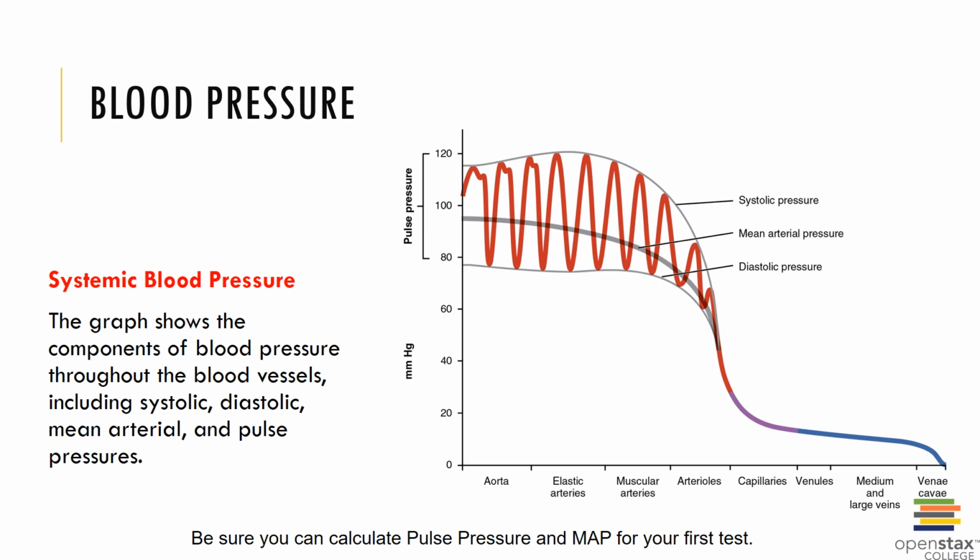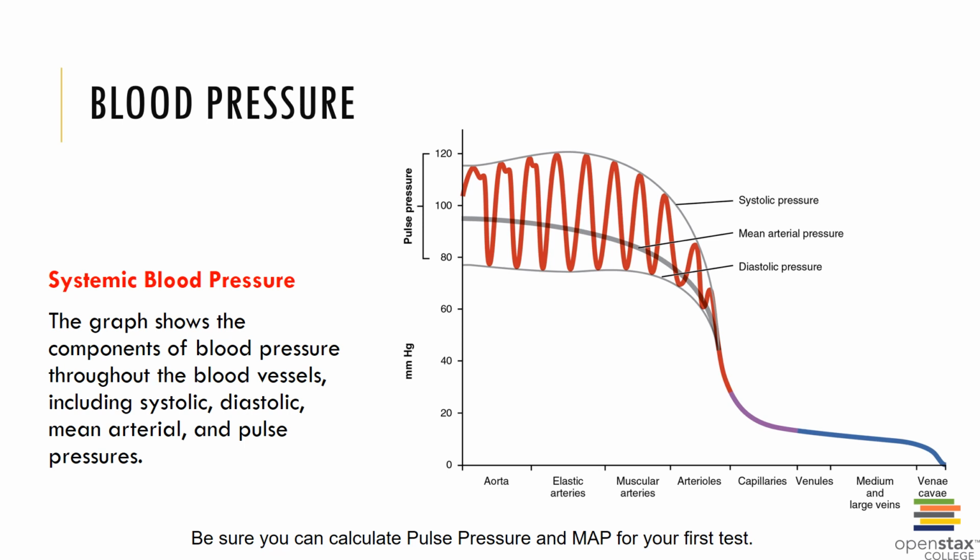The arterial pressure is not constant. It rises during ventricular contraction and falls during ventricular relaxation as the arterial walls stretch and then recoil. The peak blood pressure measured during ventricular contraction is called the systolic pressure, and the minimum blood pressure at the end of the ventricular relaxation phase is called the diastolic pressure.